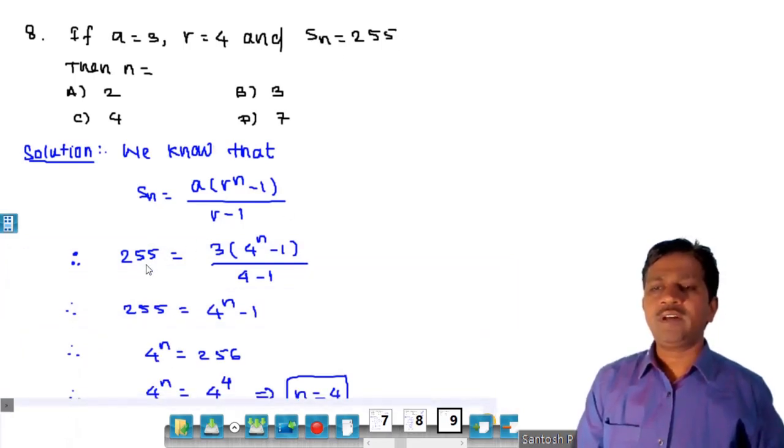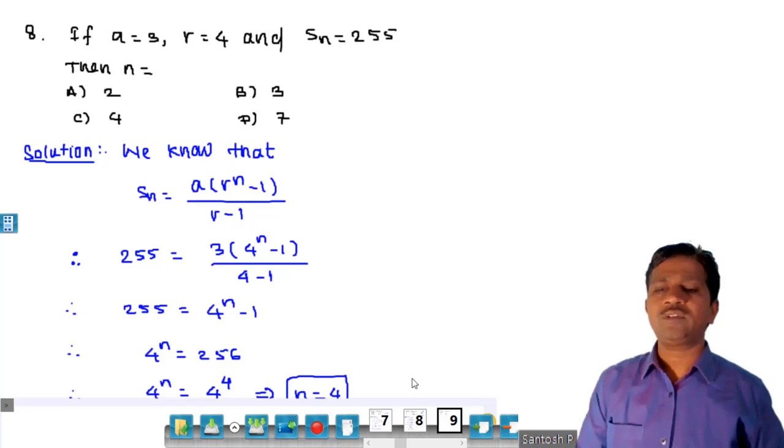So Sn is given to you as 255, A is 3, R raised to n means 4 raised to n minus 1, divided by 4 minus 1. So this 4 minus 1 is 3, this 3 will get cancelled with this 3, and you will get 4 raised to n equals 256. Just take this minus 1 to that side, it will become plus 1, and we have this. So this 256 can be written as 4 raised to 4, and so by comparison n equals 4 is the correct answer. Okay.